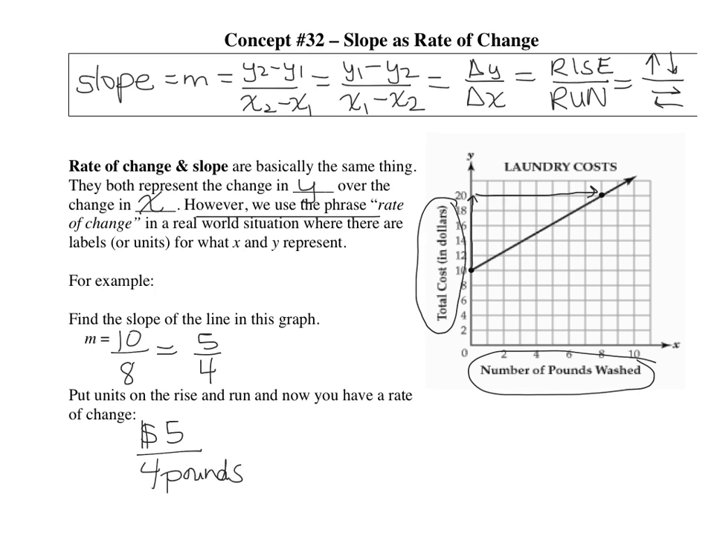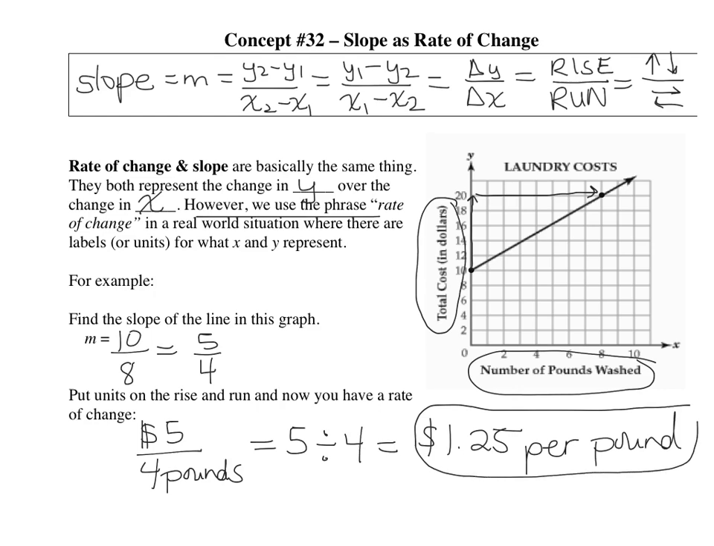And so what we would do then to get the rate of change is we would actually just divide 5 divided by 4, because we want the denominator to be 1, because we want dollars per pound. And so to get that, you just divide. So now at this point, we're going to divide 5 divided by 4. And when you divide 5 by 4, you get 1.25. Well, what that would mean is that the rate of change is $1.25 per pound of laundry, right? So it costs $1.25 per pound of laundry.